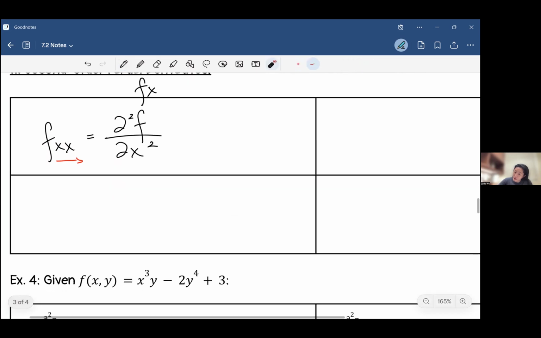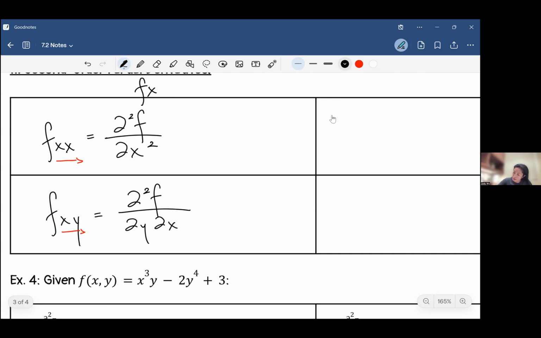But if we start with our fx, we can also do fxy. And that means we take a first partial with respect to x and then a second partial with respect to y. Now, the way we write that in the Leibniz notation is partial squared f over partial y partial x. And so we almost read this one backwards. That's really the main difference.